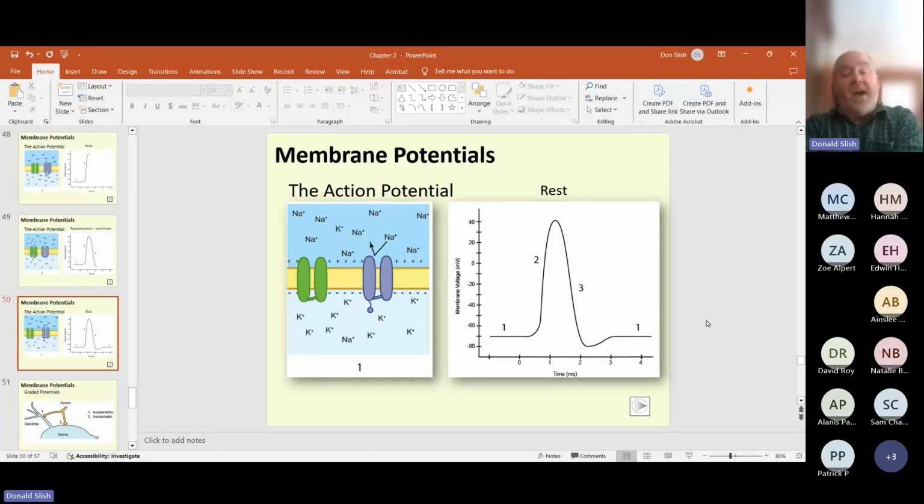That's happening in the axon of neurons. Also in the plasma membrane of skeletal muscles, different for cardiac. We may or may not get to that.